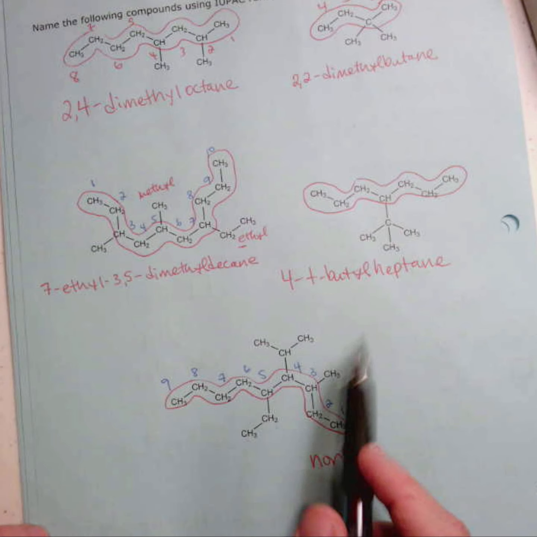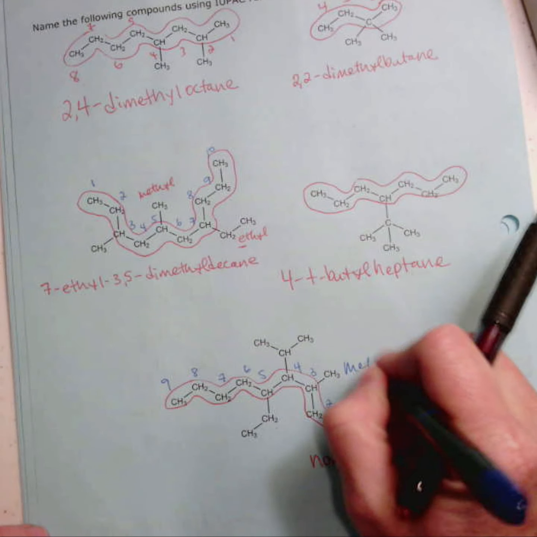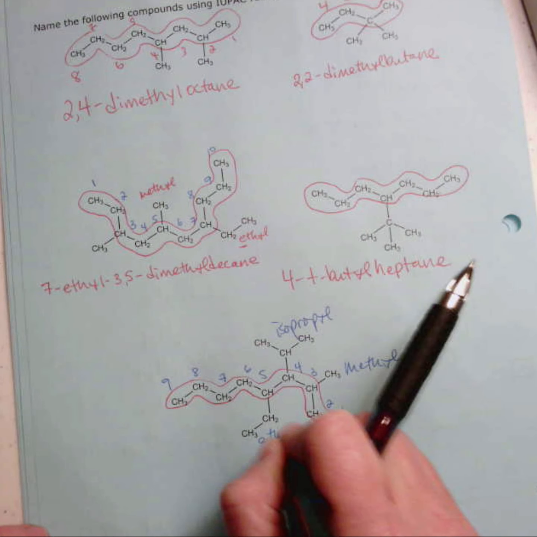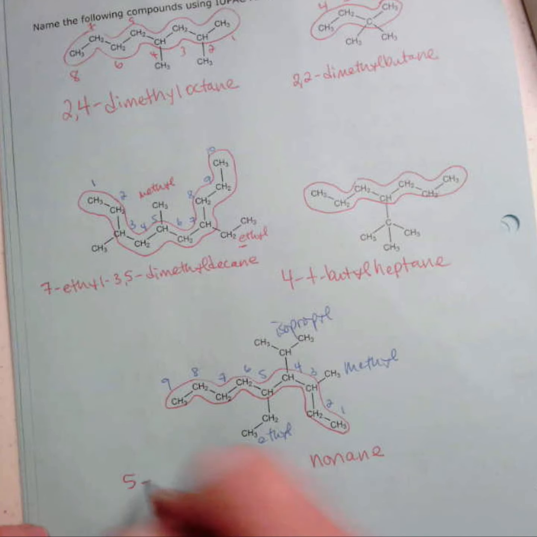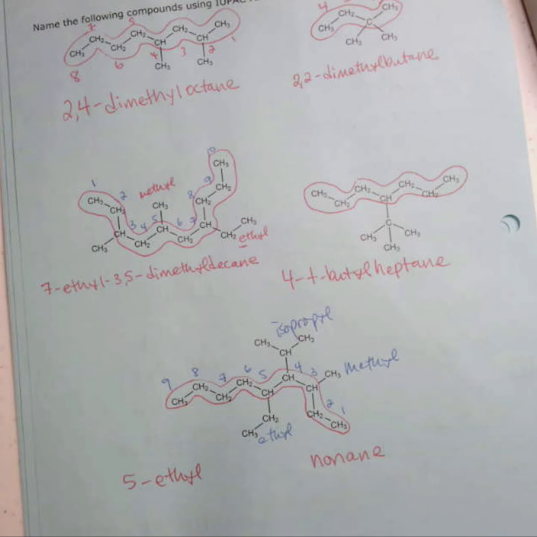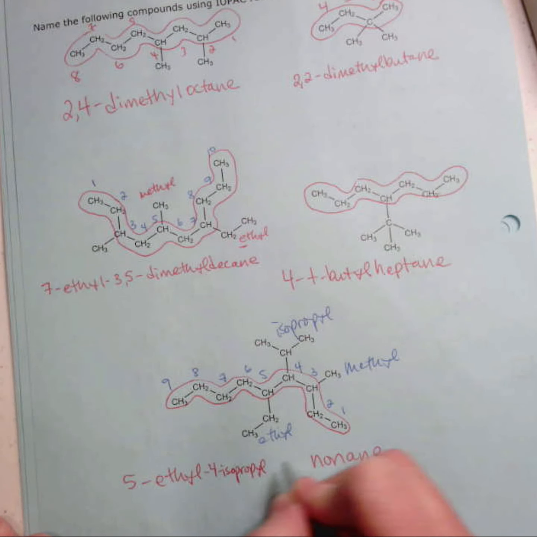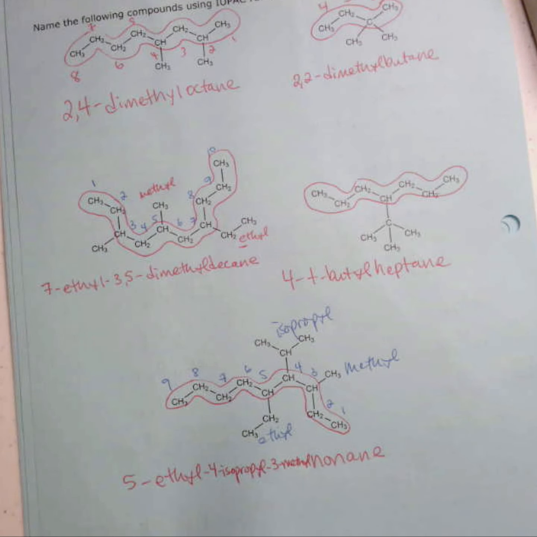So this is a methyl here. This is an isopropyl here. This is an ethyl. So ethyl's going to go first. Ladies first, right? 5-ethyl. I'm just a little flappy tonight, I think. Okay, and then isopropyl. 4-isopropyl. 3-methyl. Nonane. Hope you can read that. All right, that's the fill-in lecture, and I will see you guys next time.